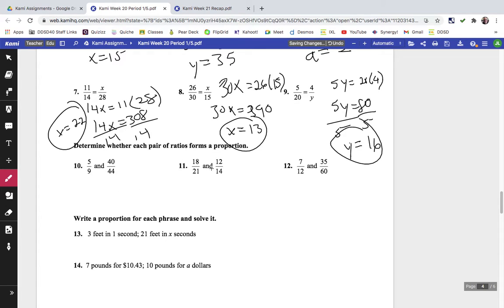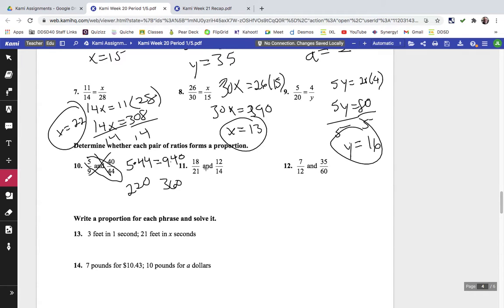Determine whether the pair of ratios form a proportion. So we do cross products: 5 times 44 to see if it's equal to 9 times 40. So this is 360, and 5 times 44 is equal to 220. So these ones are not proportional. 40 is almost 44, 5 is not almost 9, so we can tell that's correct.